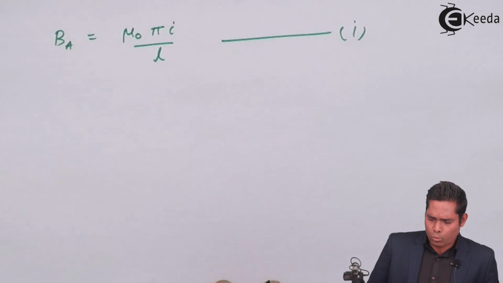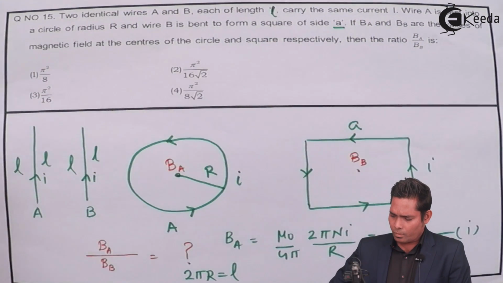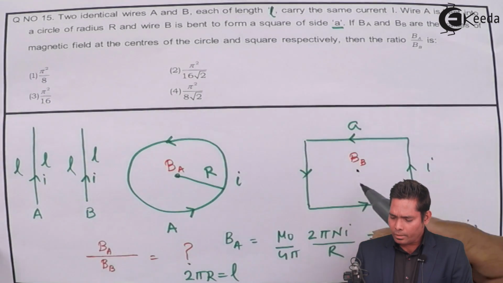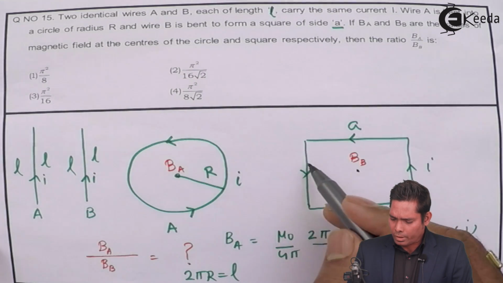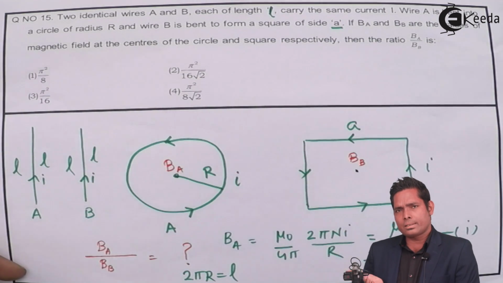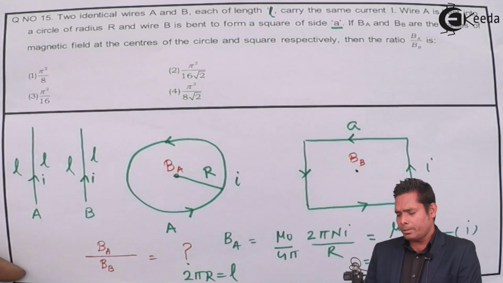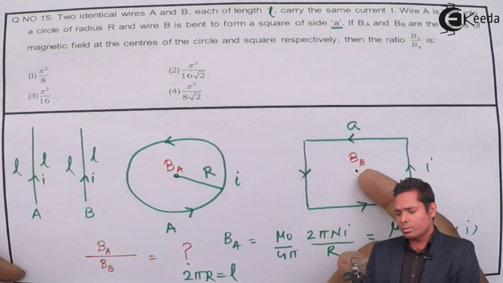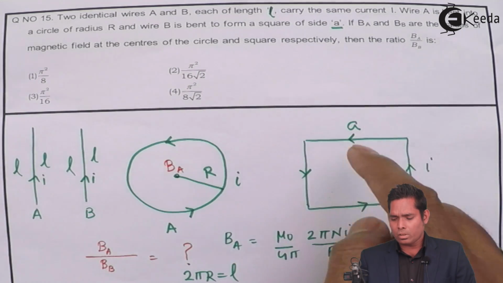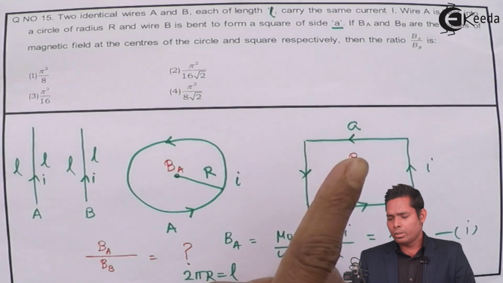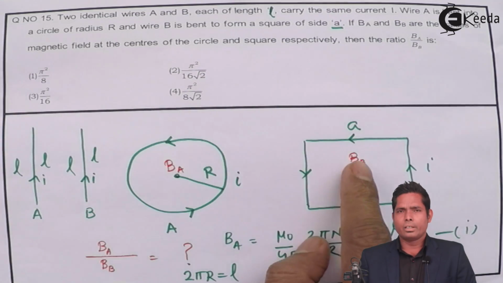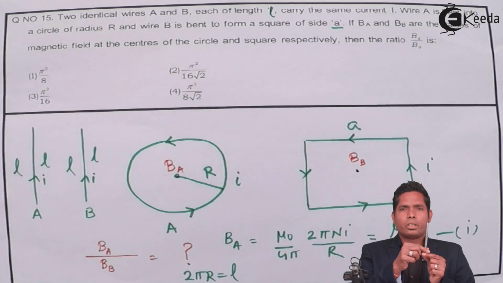The next part is to find the magnetic field at the center of the square loop. Each wire contributes to the magnetic field. For this wire, if I hold it like this, the magnetic field will be out of the plane at the center. For this also out of the plane, this also, and this also. So all four arms contribute to the magnetic field pointing in the same direction, vertically upward. So they will all add up.